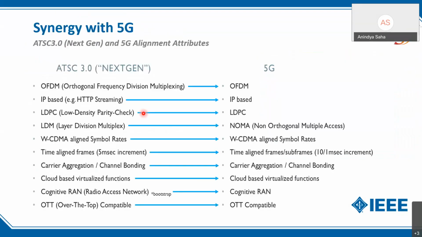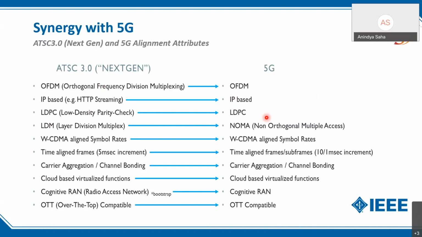Since we are on the topic of 5G, I wanted to highlight the synergy of this with 5G. Let's go through this. You can see that both ATSC 3 and 5G have embraced OFDM. Both of them are IP based. Both of them use LDPC. LDPC is the forward error correction of choice in both of them.